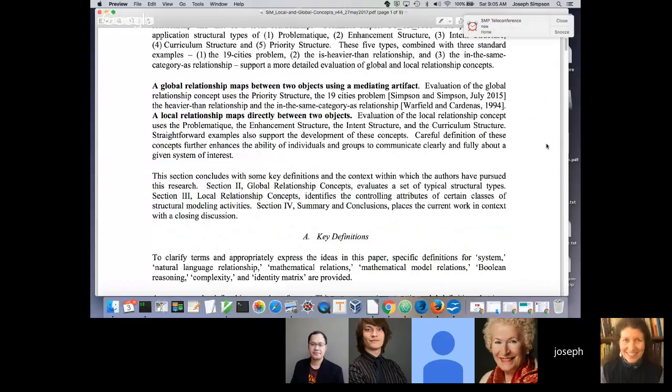A local relationship maps directly between two objects. So when we say, like in the problem structure, problem A exacerbates or aggravates problem B, there's no intervening artifact between those two. It's just that problem 1 and problem 2 are acting on each other. So a local relationship really has no artifact that's intervening between the objects. And then the global relationship has a mediating artifact. So these are the concepts we're developing and going to be using to help focus on different types of efficient computational processes.